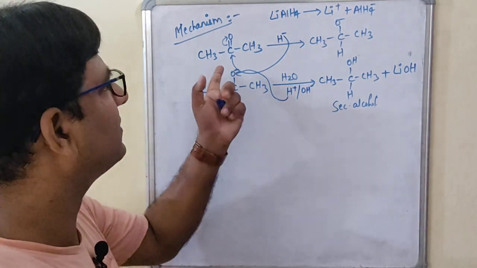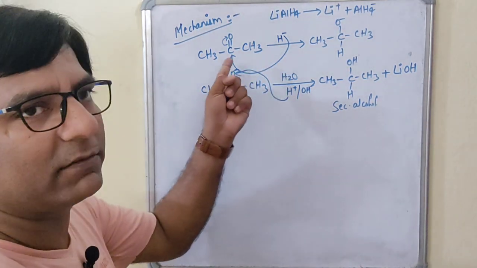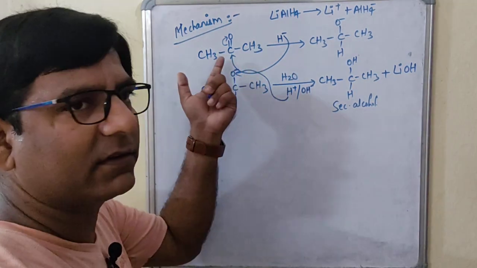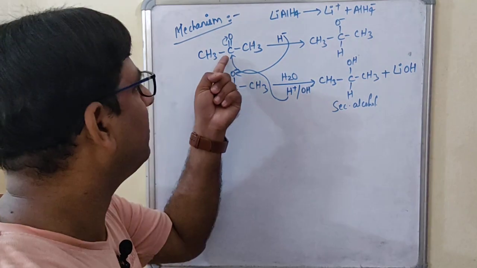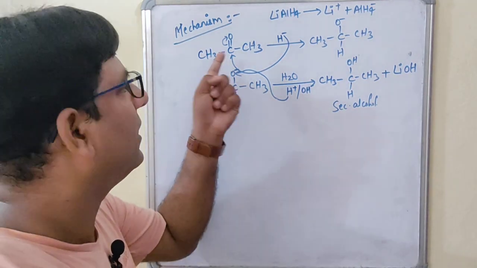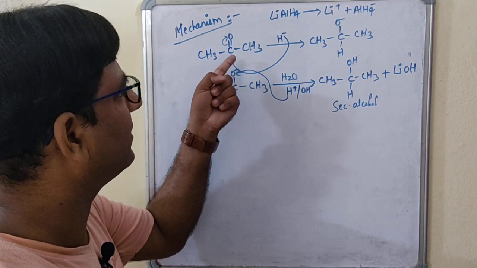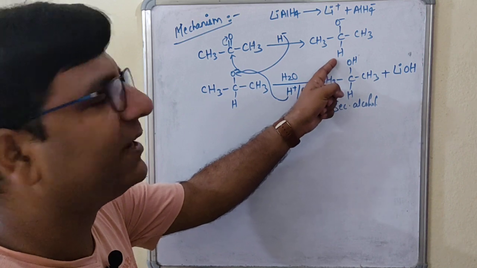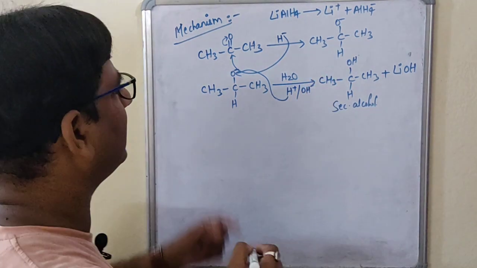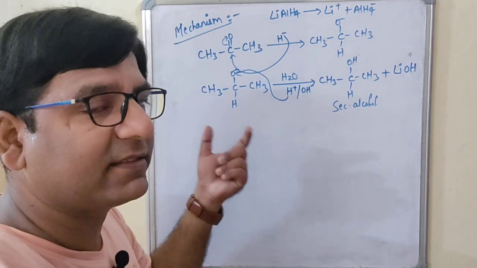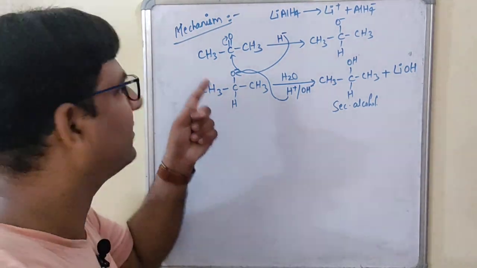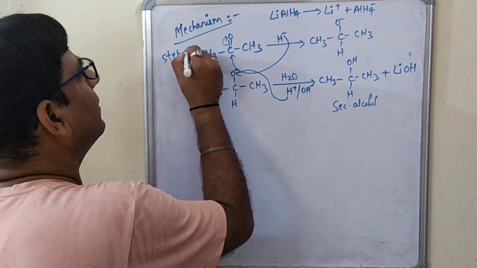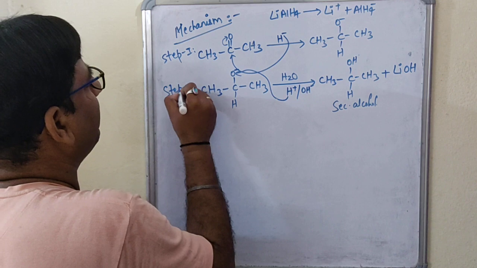Two steps. First step, attack of the hydride ion, or you can say this is the nucleophile. It can act as a nucleophile. Nucleophilic attack on this carbon, bearing the positive charge. Now this hydride ion is going to attack this carbon containing the positive charge. It will be making a bond like this. In the next step there is protonation. This is step number 1, I am writing here step 1, and this is step 2.